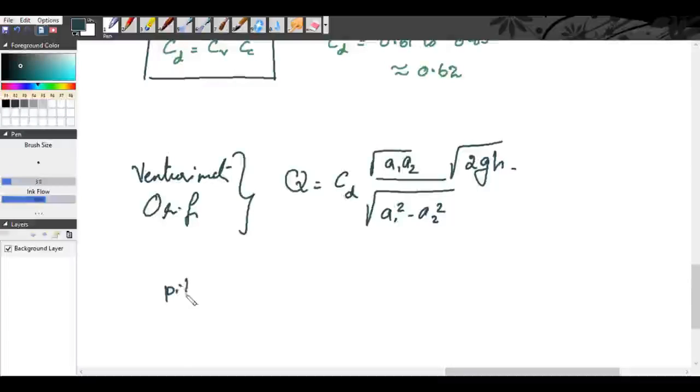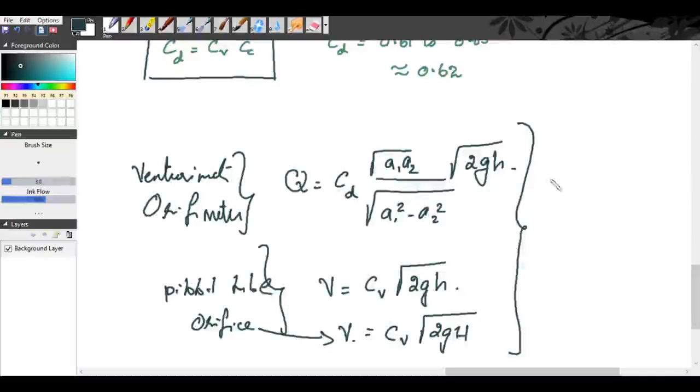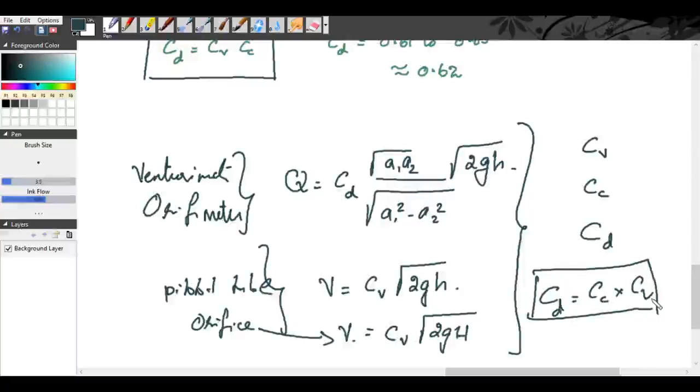Now for the Pitot tube and for the orifice, V is equal to Cv into root of 2GH. Okay. So remember these things. And the hydraulic coefficients are Cv, coefficient of velocity, Cc, coefficient of contraction, and Cd, coefficient of discharge. And Cd is equal to Cc into Cv. So these are the things we have studied so far.